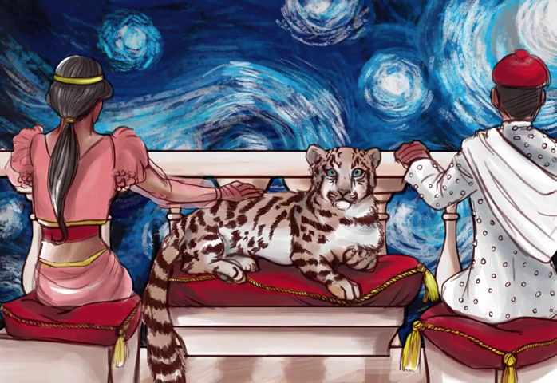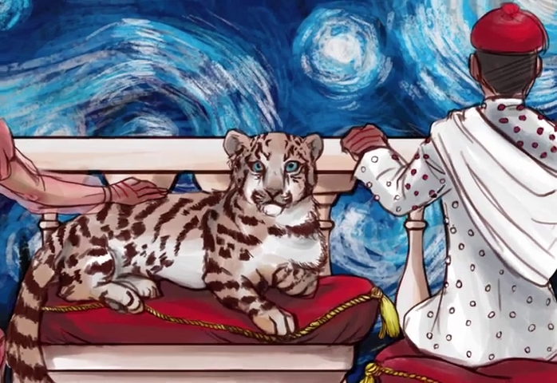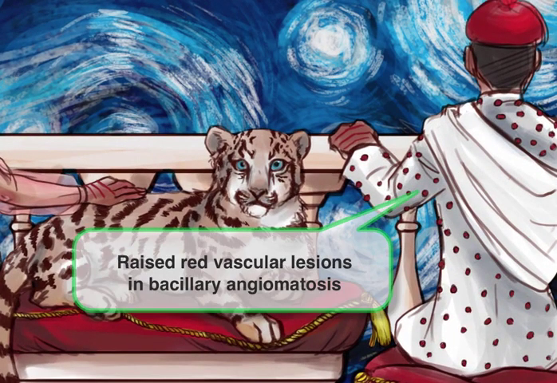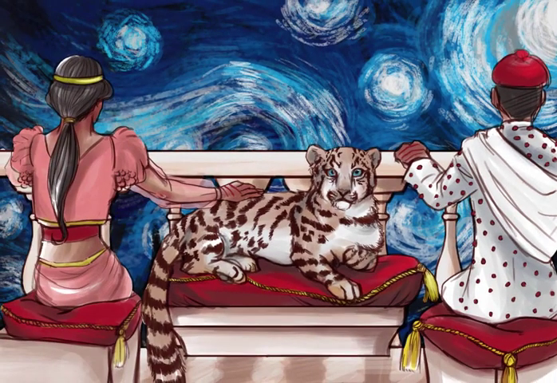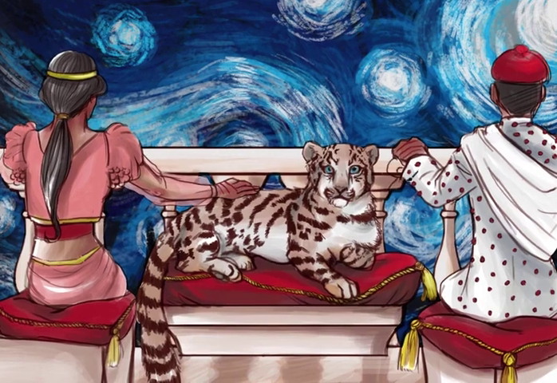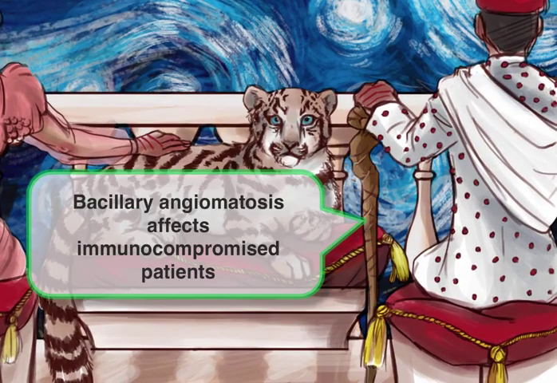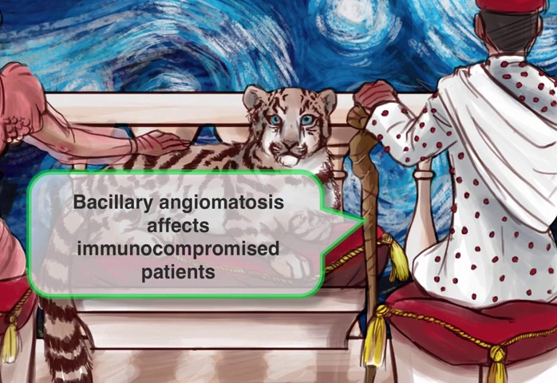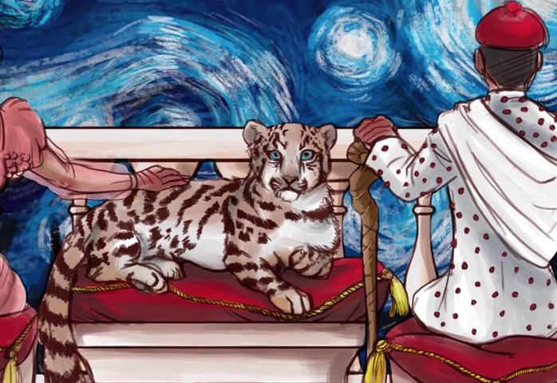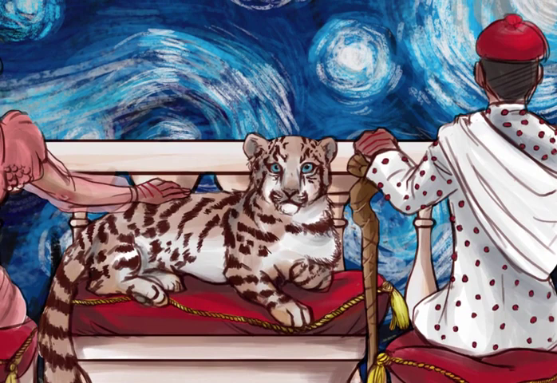And besides fevers, chills, and headaches, patients with bacillary angiomatosis develop raised red vascular lesions all over their skin. And to help you remember this, we're going to draw little red dots all over his clothing. Remember, bacillary angiomatosis only affects immunocompromised patients, commonly HIV-infected patients. So to help you really keep this straight, we're going to include our immunocompromised symbol. It's a cane. Another important disease process that's very similar to bacillary angiomatosis is Kaposi sarcoma.